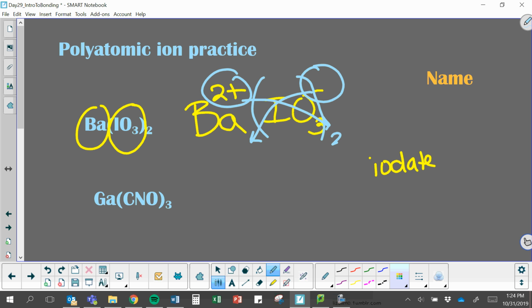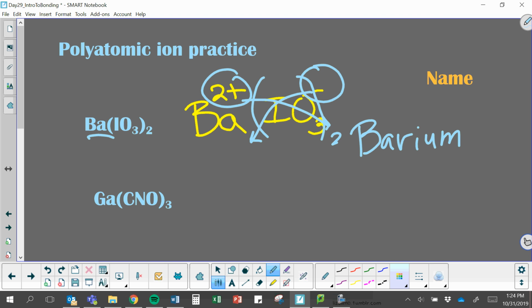So for the name of it, we just say the name of this first one, which is barium. And we say the name of our polyatomic ion, which is iodate.